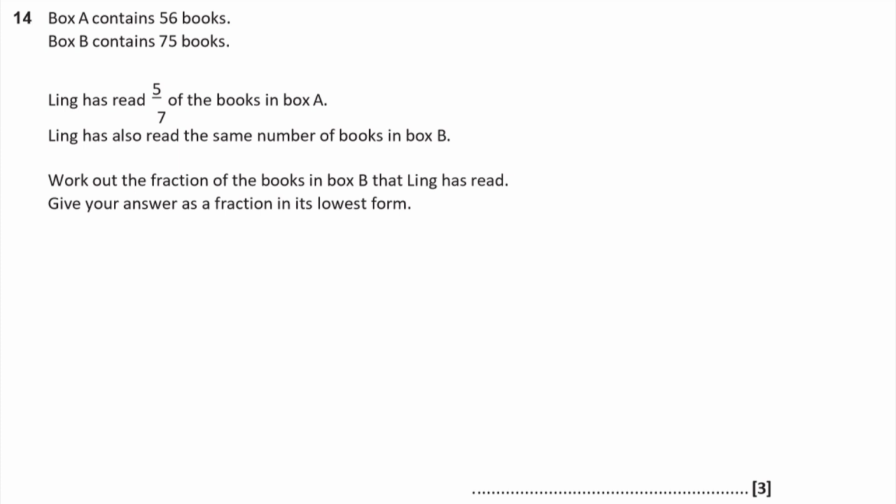Okay. So first off, we need to work out how many books she's read from box A, don't we? We know she's read 5/7 of the books, and we know there are 56 books. So we need to work out 5/7 of 56. I know that 7 goes into 56 8 times, and 5 times 8 is 40. I don't know whether Ling's male or female, but anyway, they've read 40 books.